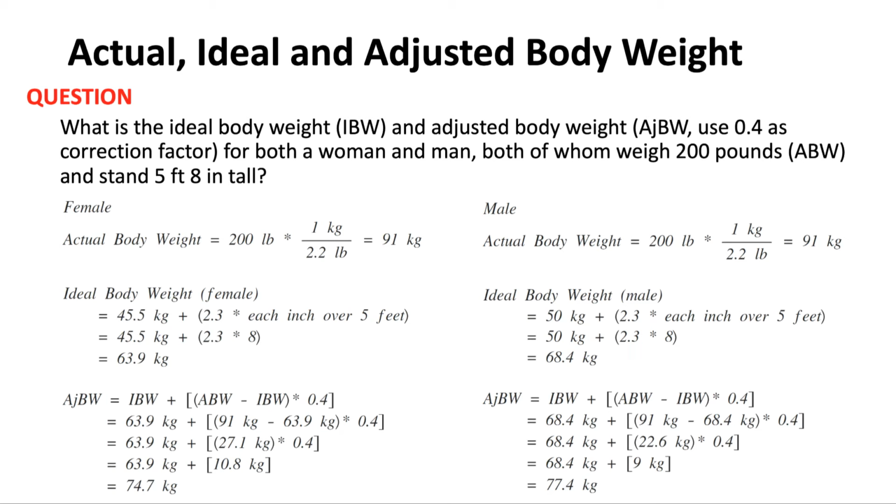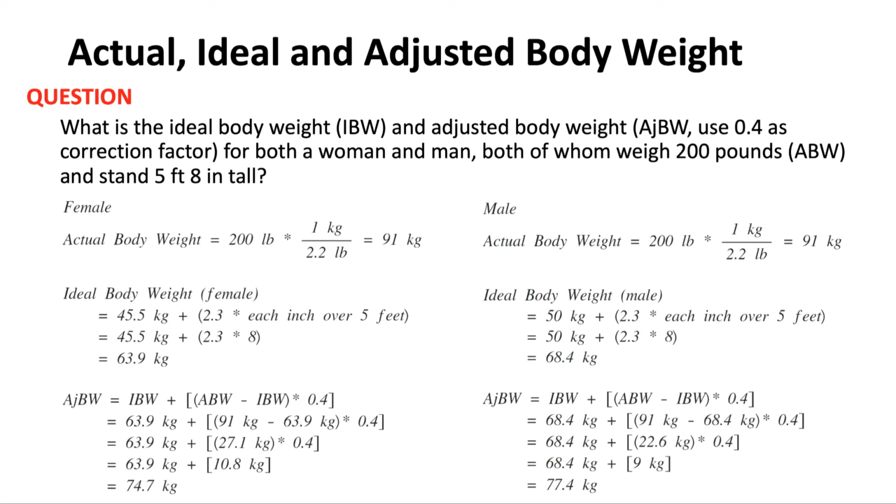Okay. Now we've looked at actual body weight in kilograms and ideal body weight in kilograms, so let's calculate the adjusted and see how it comes up with a number a little bit more in the middle. Going on the left-hand side again for the female, we'll do the adjusted body weight formula by taking her ideal body weight that we calculated, which was 63.9 kilograms. To that, we're going to add the difference between her actual, which was 91, and her ideal, which was 63.9, multiplied by 0.4.